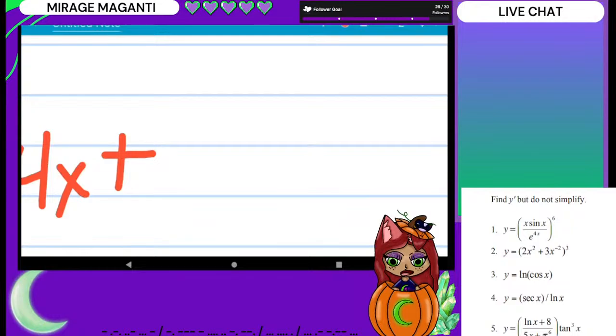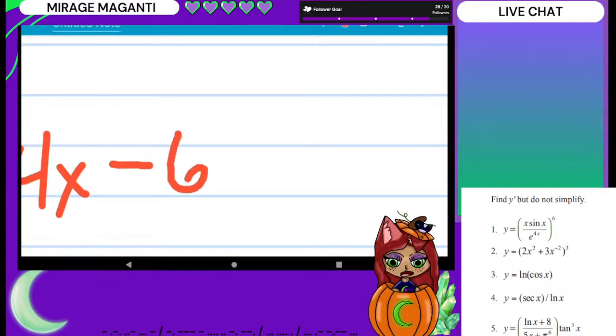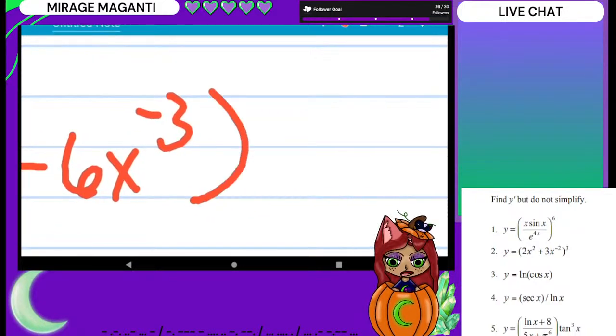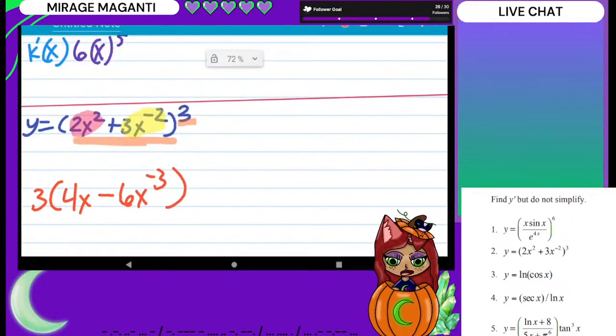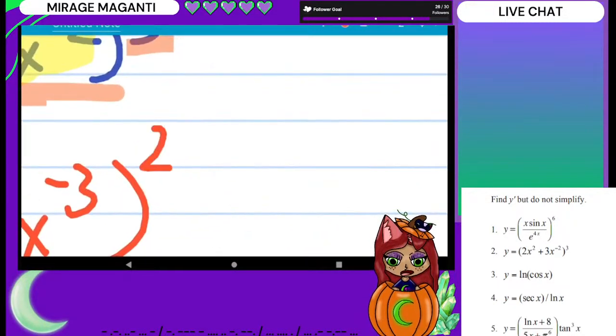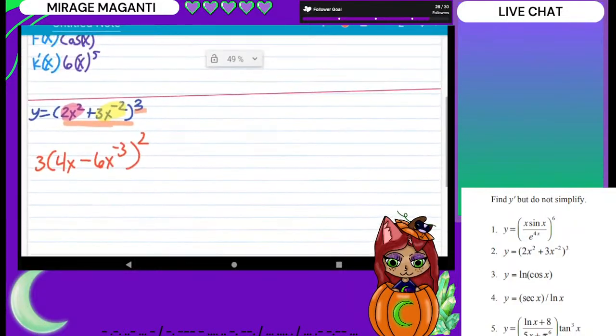So we're going to take this positive and turn it into a negative: negative 6x to the power of negative 3. That whole thing, since we did times 3, we want to take away 1, so that turns it into a 2. See? Like that. Real simple.